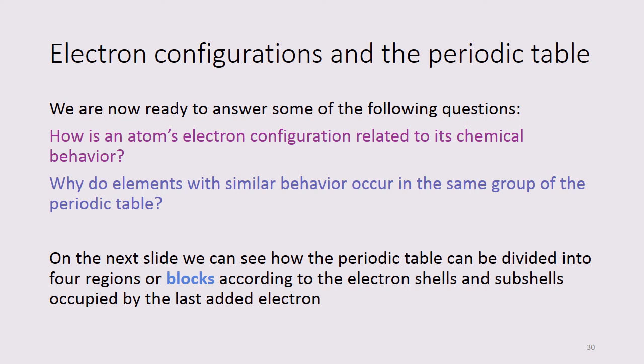All right, now we're ready to answer some of these questions. Why is it that elements in the same column have similar properties? And how is this related to its electron configuration? And so on the next few slides, we're going to show, first of all, you may have already noticed this, but we're going to kind of put it together. There's different areas of the periodic table that you'll see the S section, the P section, etc. So we're going to divide the periodic table into blocks according to subshells.